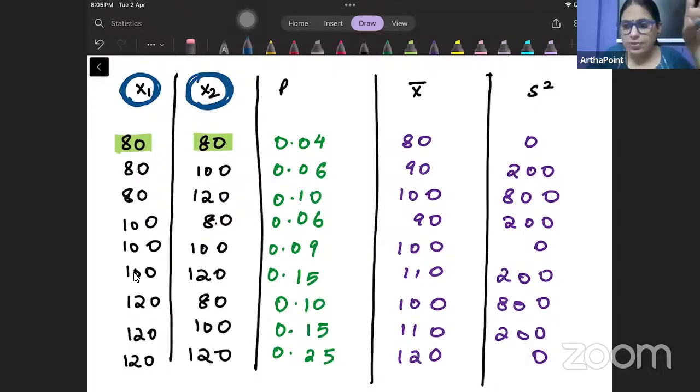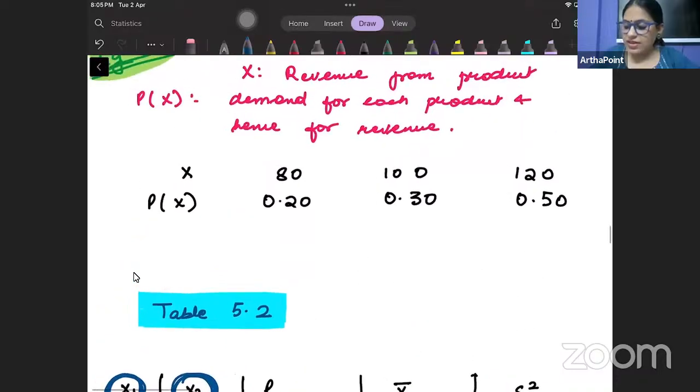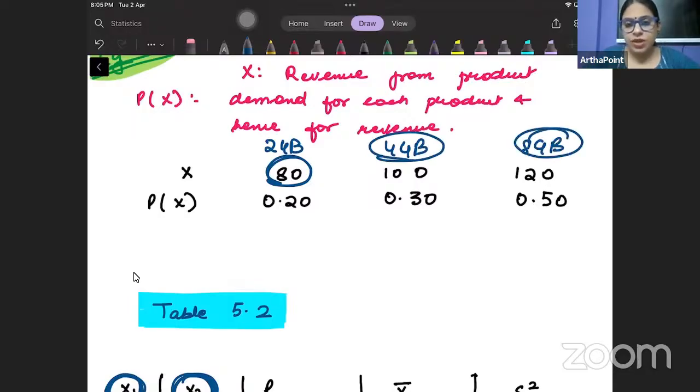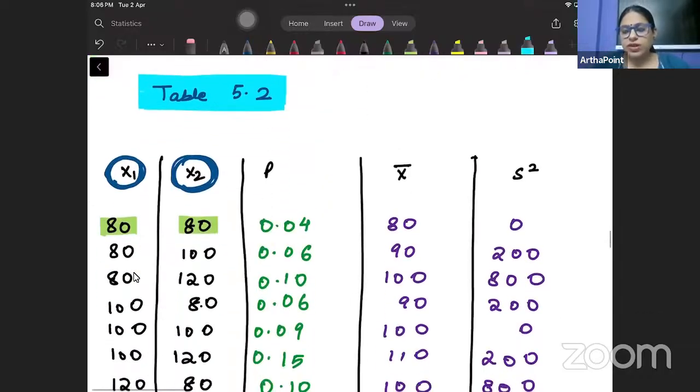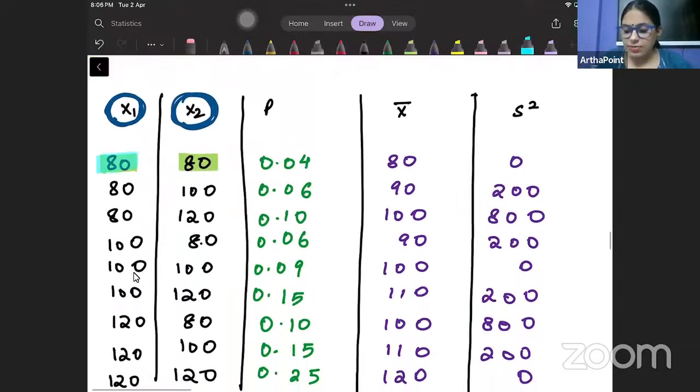So if both the MP3 players sold are this one, 2 GB, this was the 2 GB MP3 player, this was the 4 GB MP3 player, and this was the 8 GB MP3 player. So if both the MP3 players sold are 2 GB MP3 players, it means that my revenue will be 80. So this is what I have written here. Here I am writing the revenue as 80 and 80.